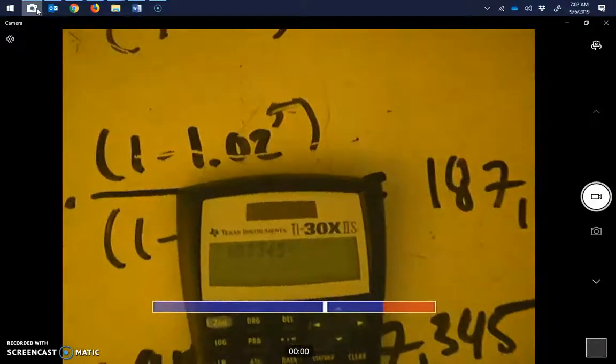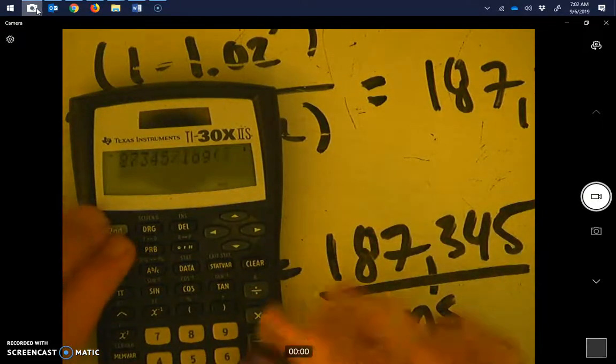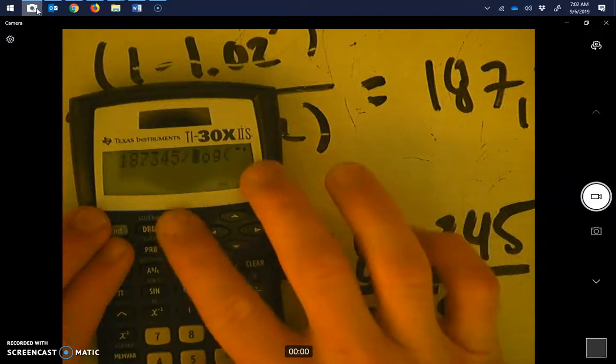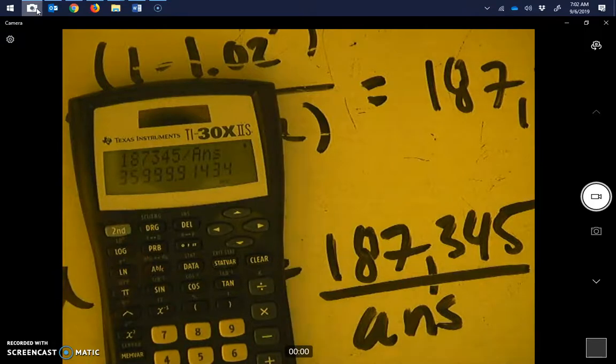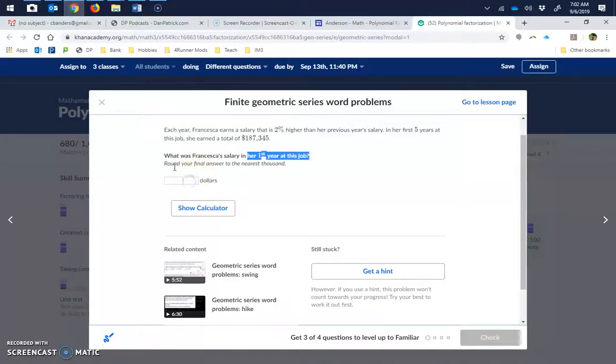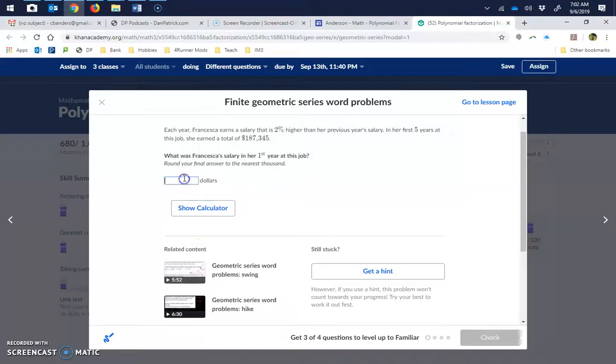So I'm zooming in. We're going to do 187, just like we typed out, divided by our answer. That is not our answer. That's our answer. So we get $35,999.91. It's not a lot of money. Round your final answer to the nearest 1,000. So we're going to round up to 36,000. Okay, next question.